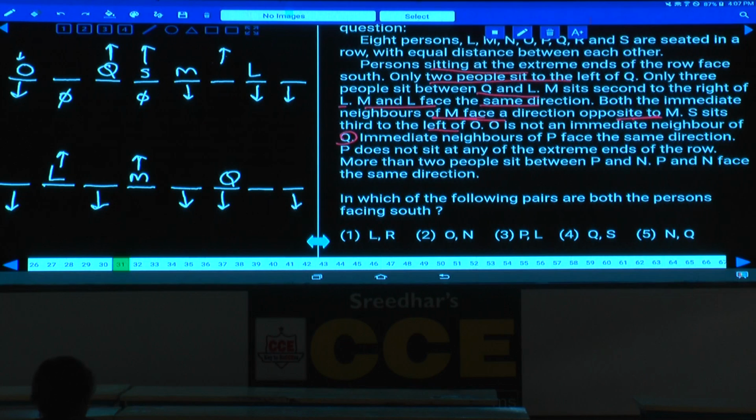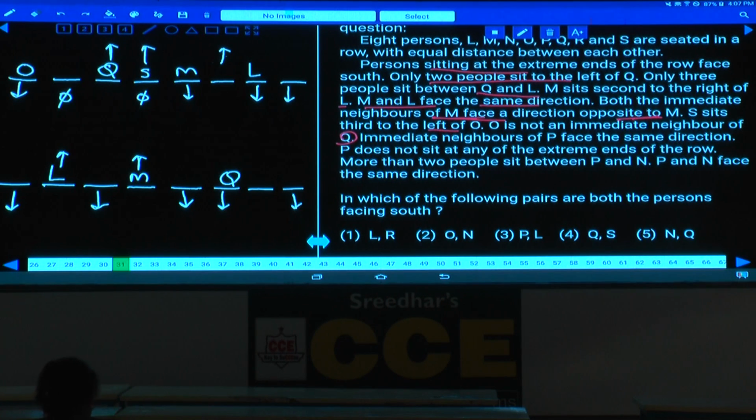Now can O be at this place? So if O is here 1, 2, 3, and Q and S must be in the same place, which is not possible. Can O be at this place? If O is here, then O sits south to the left of S is not possible. S sits south to the left of O is not possible because this person is facing south. Then what is the only possibility we have? O must be at this corner and S is in between Q and M. Done with this? Now in the first case, O is at the corner and M is here.